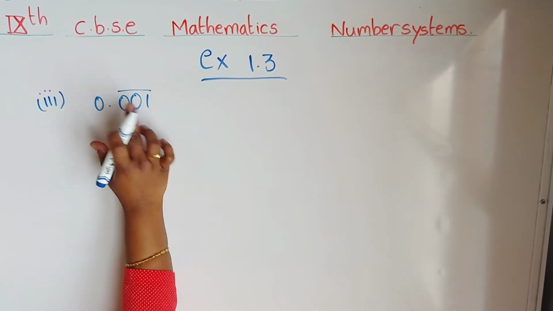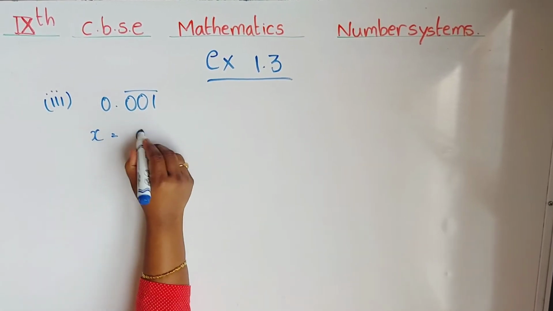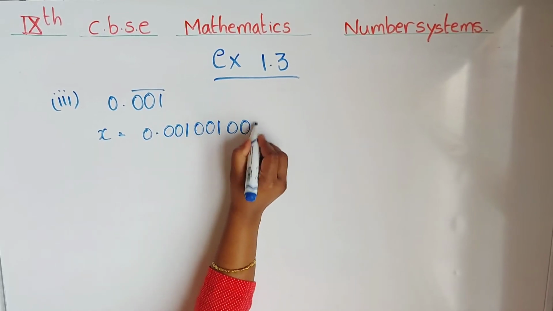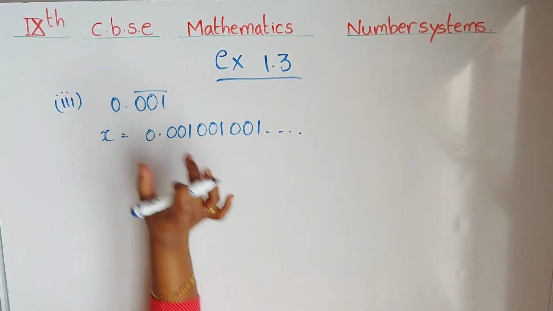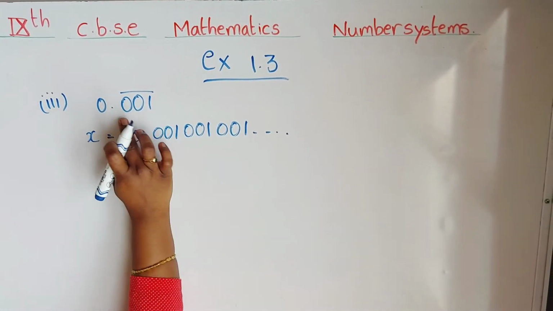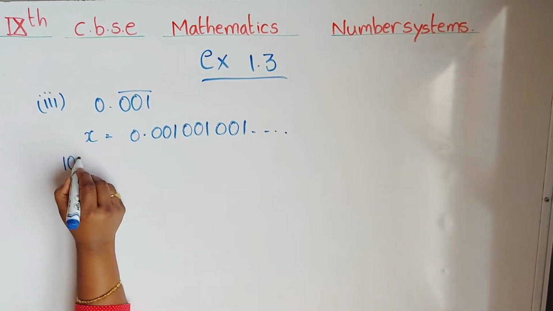0.001 bar. See the bar here for 3 numbers. So let x be the value 0.001001001 and so on. Only these 3 numbers are repeating. Now we have to do 10x. No, here we have 3 numbers after the decimal, so that means we have to do 1000x.